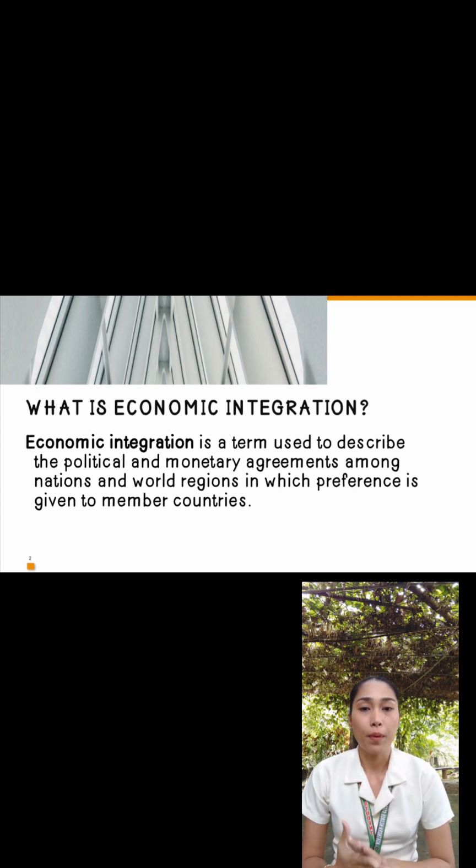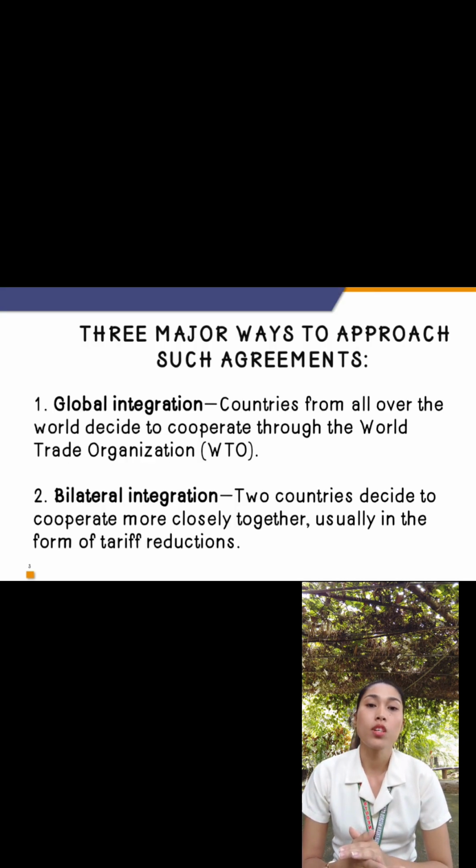An example of economic integration is the North American Free Trade Agreement, or NAFTA. It set trade standards for the US, Mexico, and Canada, but also allows all three countries to freely trade with other countries. So there are three major ways to approach such agreements.